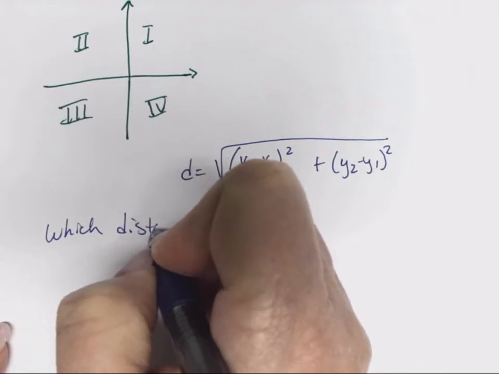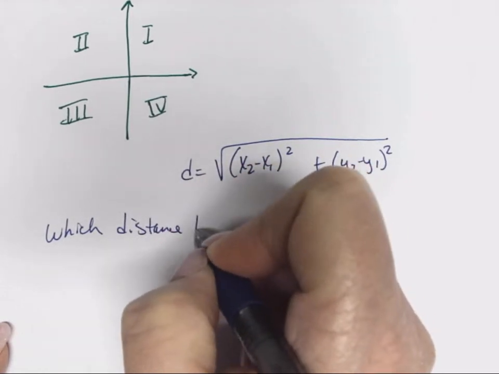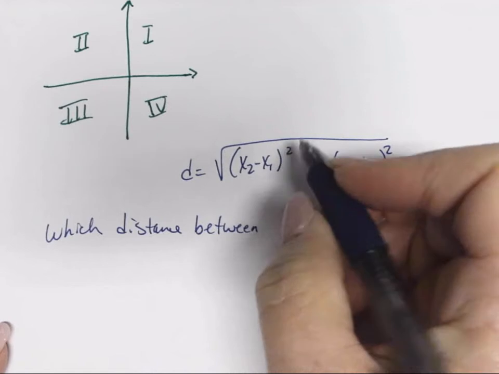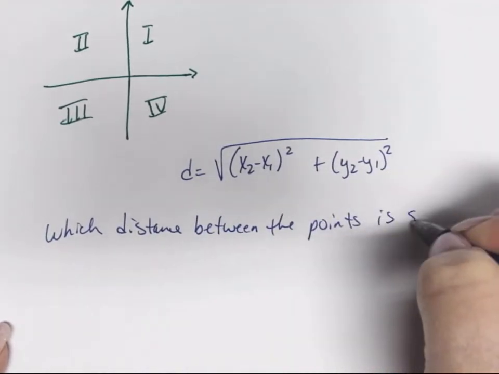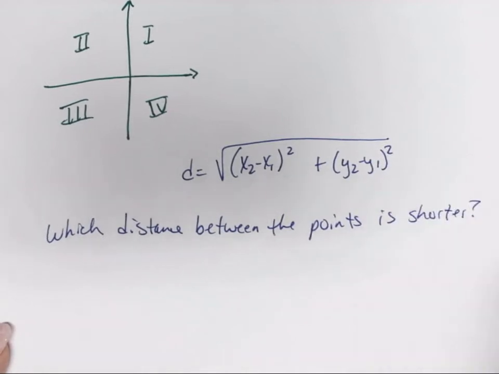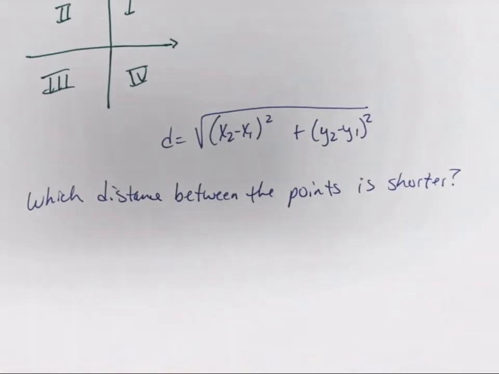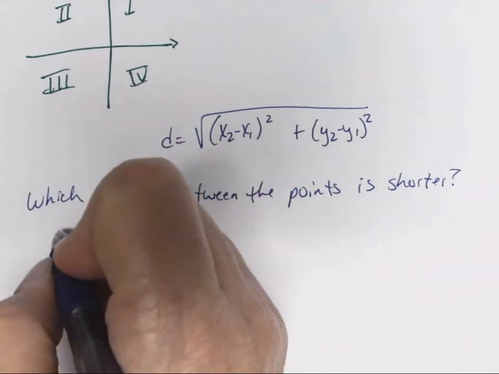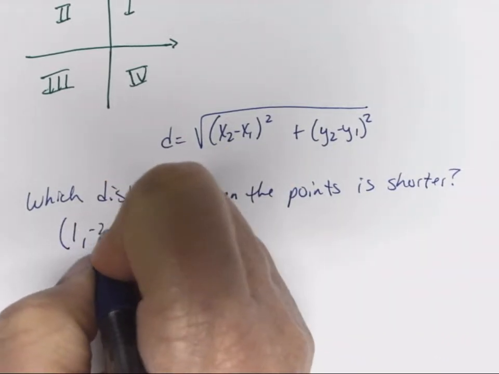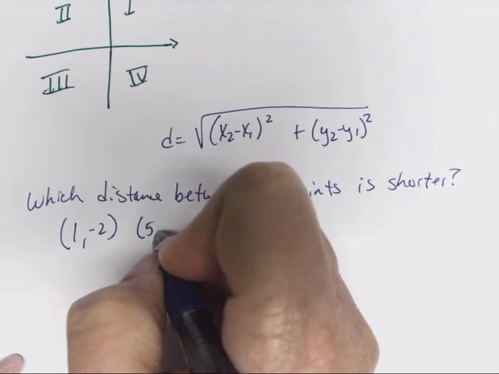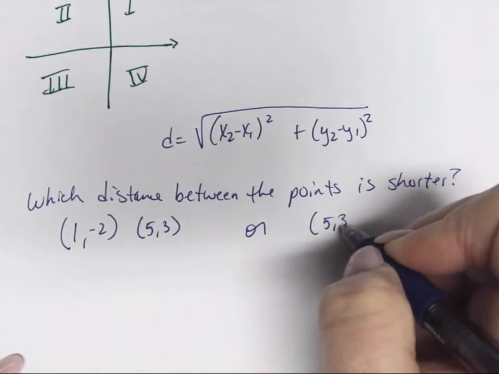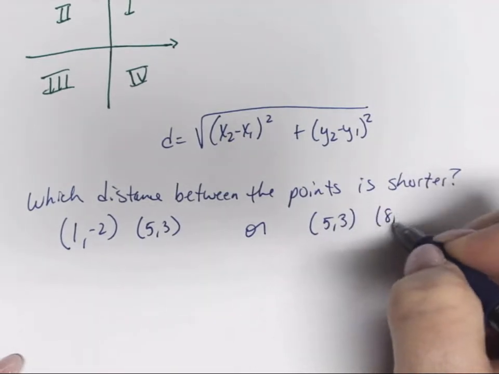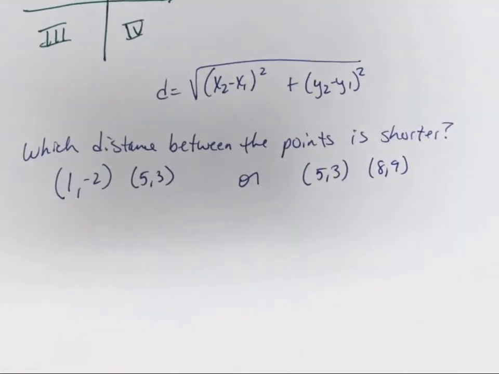So which distance between the points is shorter? Well, we've got a couple of pairs of points. The first points are (1, negative 2) and (5, 3). And then the second points are (5, 3) and (8, 9). So we've got to figure out which one has the shorter distance. So we're going to do the distance formula on both.